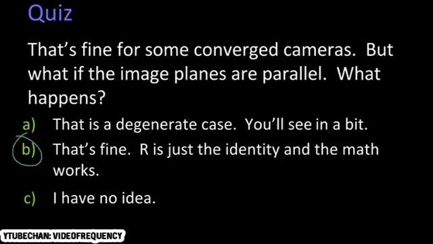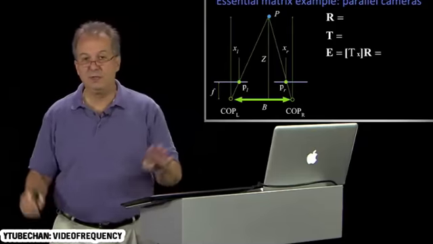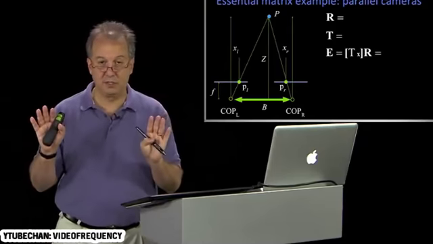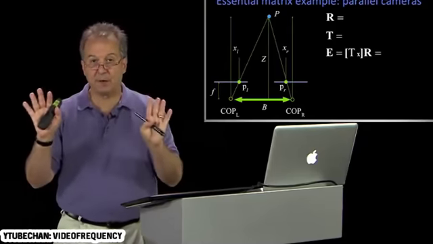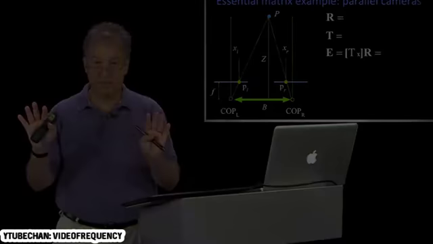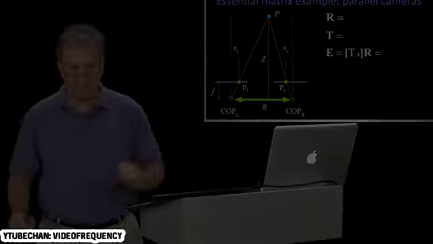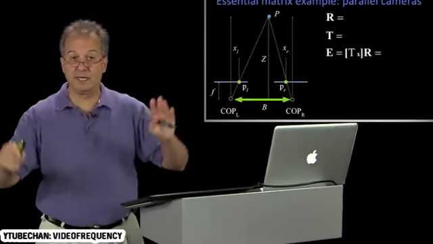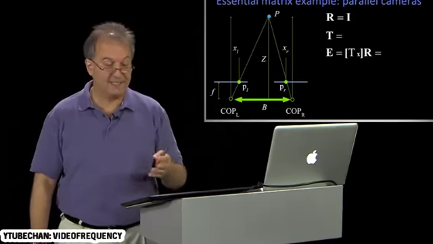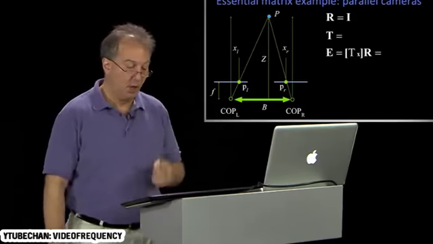So let's work through this a little bit. Let's do the essential matrix computation for the example of parallel cameras. By the way, you recognize this picture? This is the picture of our parallel image planes when we were doing the stereo derivation of the relationship between disparity and depth. So I have two parallel image planes. Nothing is rotated, so what's the rotation matrix? Well, it's just the identity.